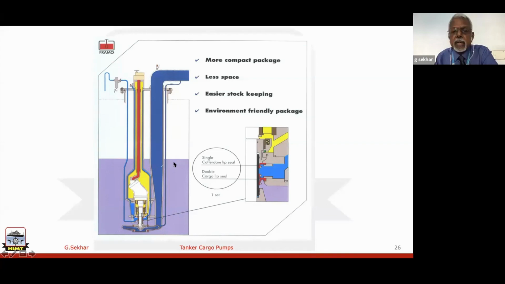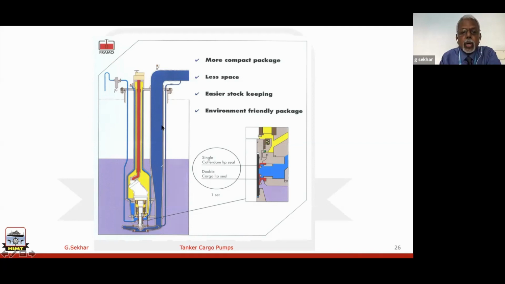But here what happens, now this cargo level, when it keeps on going down, at one point of time you will find this level goes right down. Then that means the pump will lose suction. But you still have cargo in the discharge pipe. If you stop the pump, what will happen? The cargo in the discharge pipe will fall down.